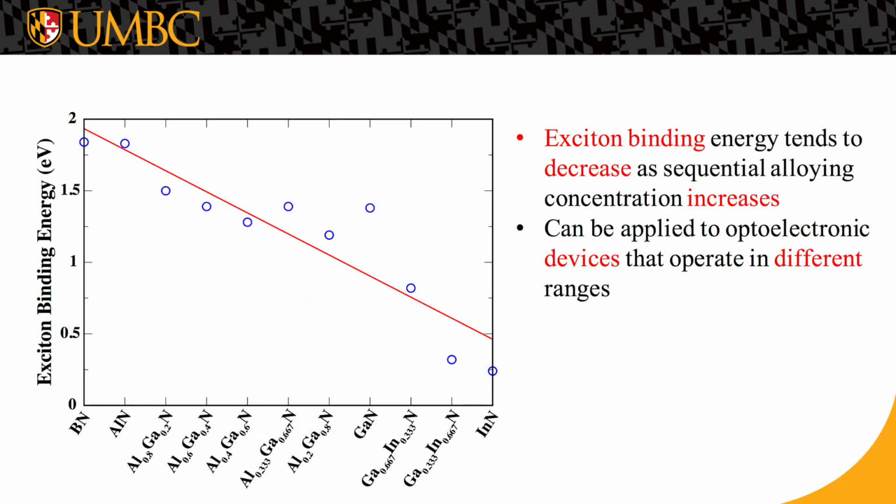From this plot, we can see on average that as alloying concentration increases, exciton binding energy decreases, which provides us a viable route to controlling the exciton binding energy through alloying. This property could be exploited for optoelectronic devices that operate in different ranges.